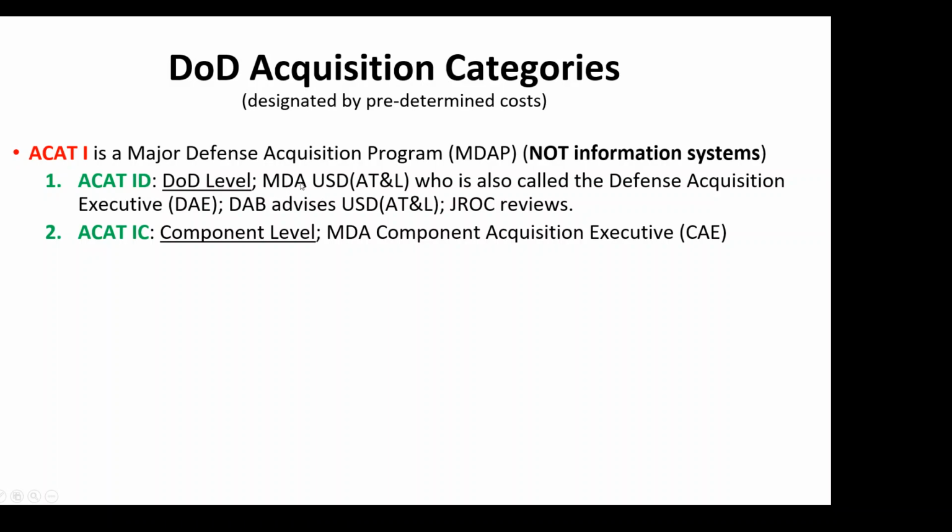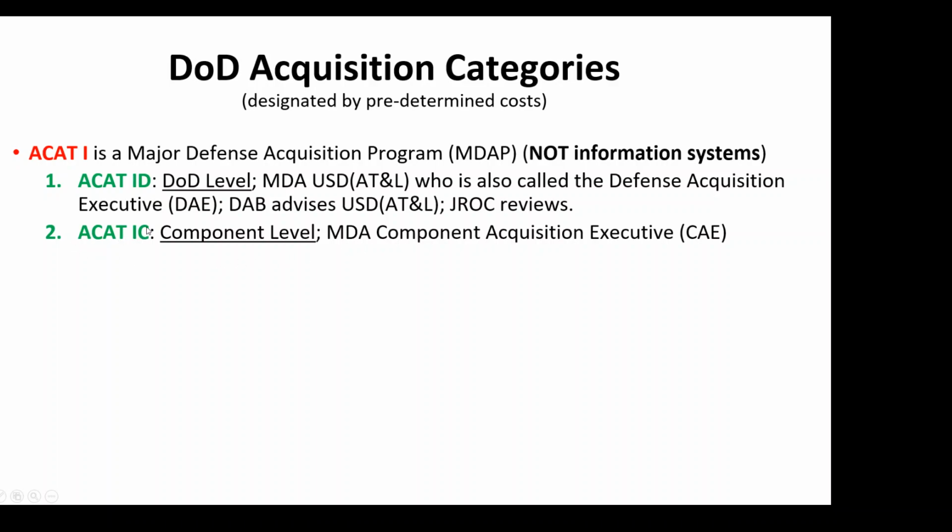So the Milestone Decision Authority for ACAT 1 Delta programs is the USD ATNL, Undersecretary of Defense Acquisition Technology and Logistics. That individual is also called the Defense Acquisition Executive. Just like we all have different titles, the USD ATNL is the DAE. He is also the chairman of the Defense Acquisition Board, because that board advises him, and he also participates in the Joint Requirements Oversight Council reviews.